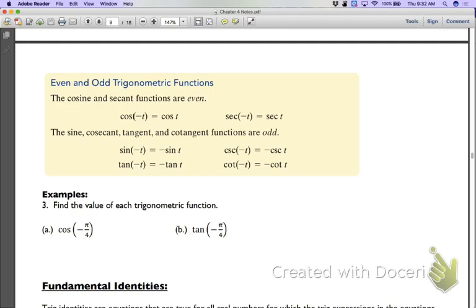Now, since cosine is even, that means secant has to be even, because they are sister functions, right? Same way with sine. Since sine is odd, that means cosecant is odd. Since tangent is odd, cotangent is odd. The only reason tangent is odd is because it has sine in it. That makes sense? So if the sine value is going to be negative, they're going to be opposite of each other, then the tangent's going to have to work the same way because it has that value in there.